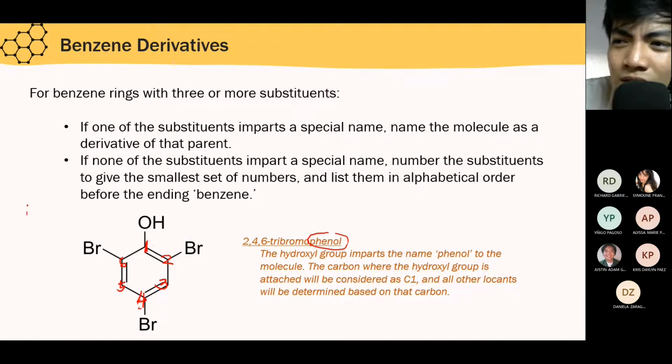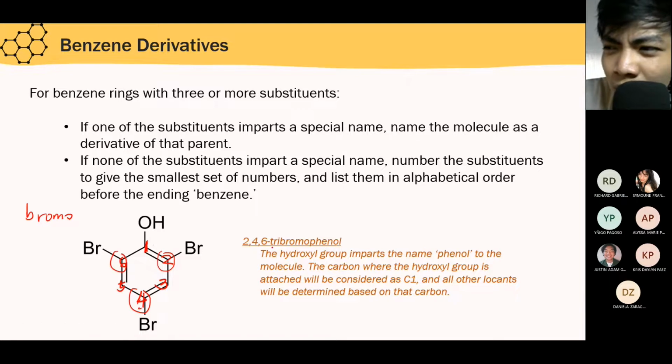And then yan, you have 3 bromine substituents. Ano tawag sa bromine kapag siya ay substituent? Siya ay bromo. So, saan nakakabit yung mga bromo natin? Carbon 2, carbon 4, carbon 6. That's why the name is 2,4,6-tribromophenol. Again, do not forget to include the word tri kasi tatlo yung bromine mo. Tatlo yung bromine sa carbon 2, carbon 4, and carbon 6. And phenol is your parent name. Okay? Kasi siya lang yung may common name.